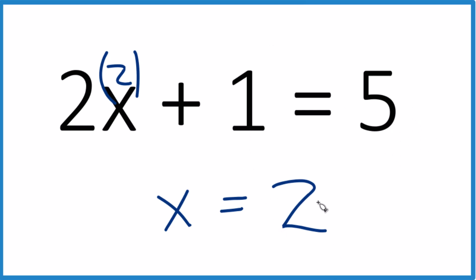So we're right. X equals 2. That's the correct value for x in 2x plus 1 equals 5.